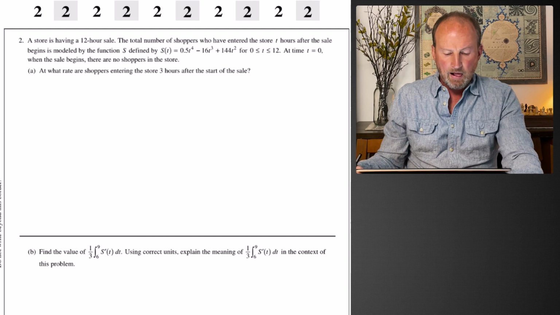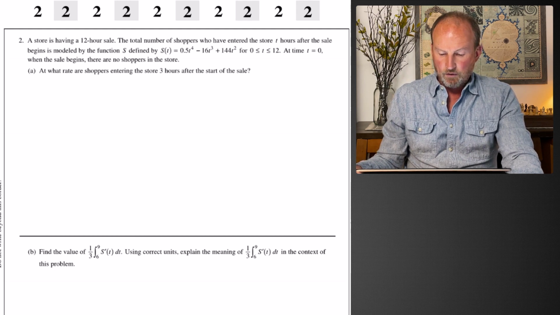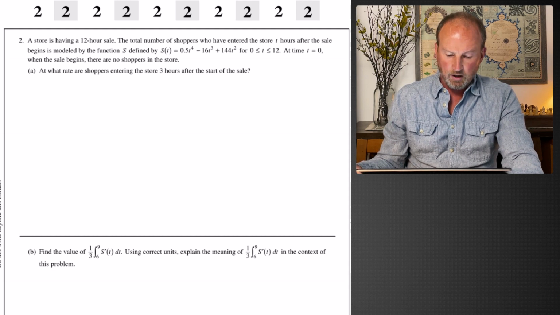Question 2. A store is having a 12-hour sale. The total number of shoppers who have entered the store is given by that equation. There are no shoppers in the store at time equals 0. Super important to recognize that. Okay. Question A. At what rate are shoppers entering the store?